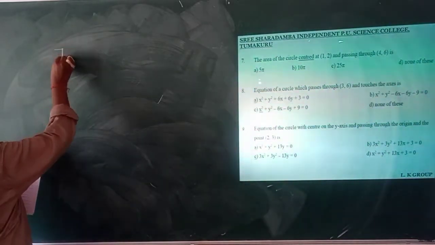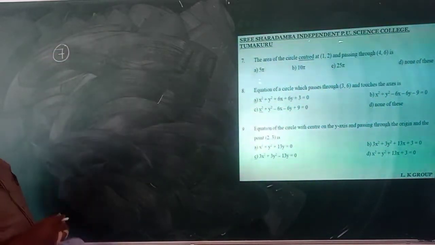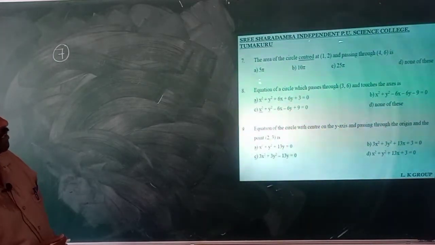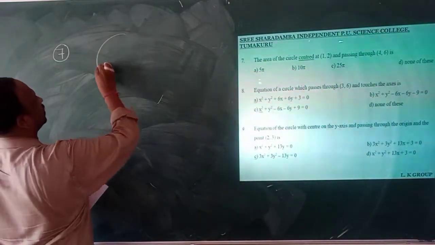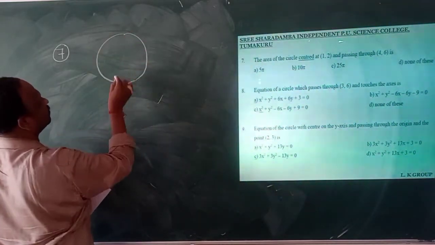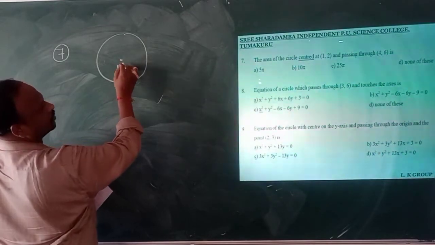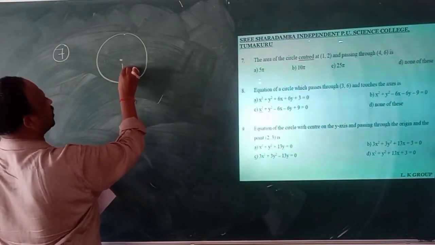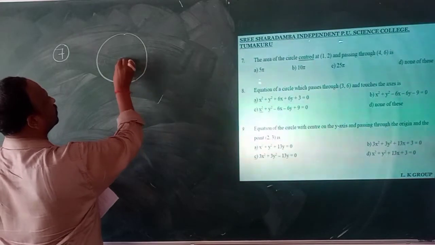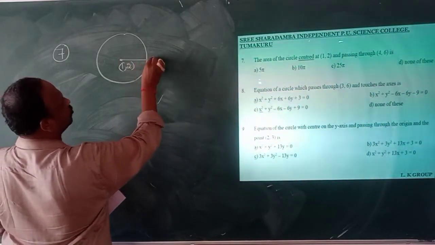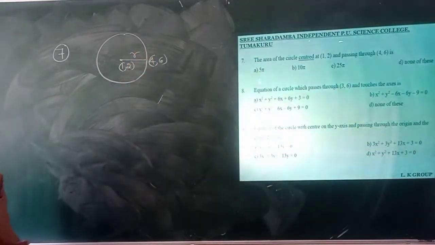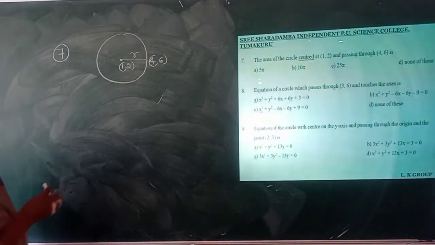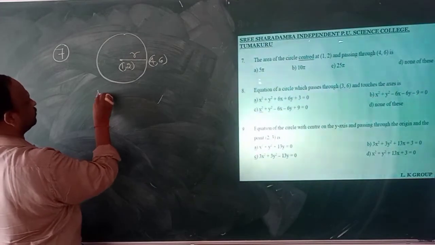Question number 7. The area of circle centered at (1, 2), passing through (4, 6). Area of circle, center (1, 2) and passing through (4, 6). Find out the radius. Area of circle is pi r square.